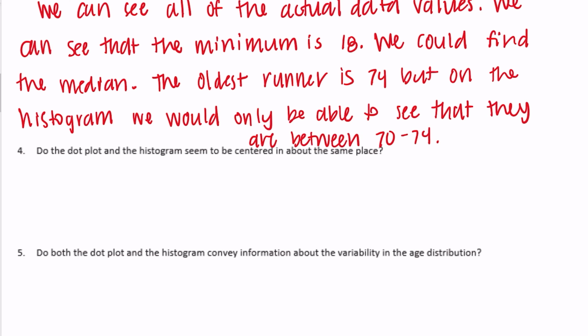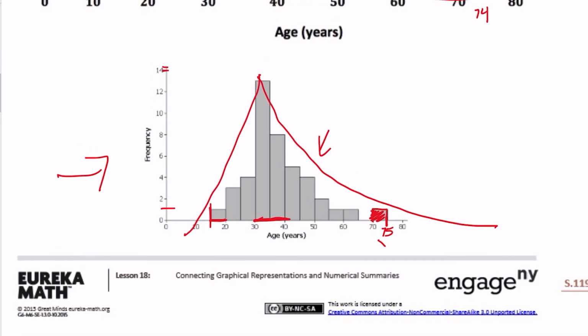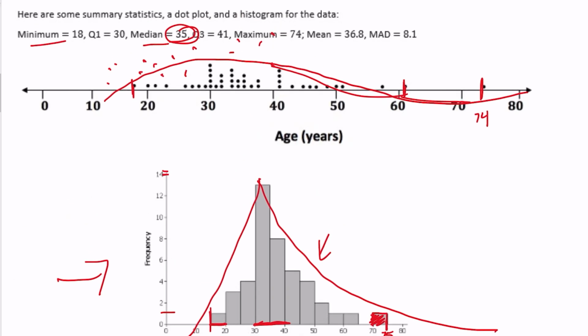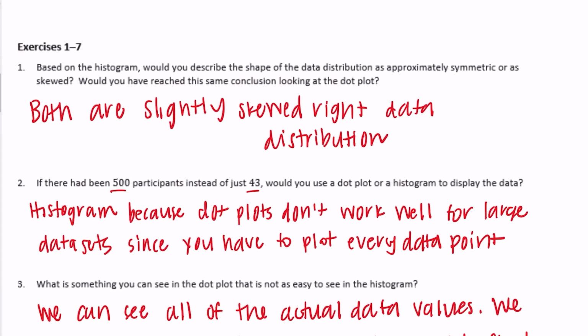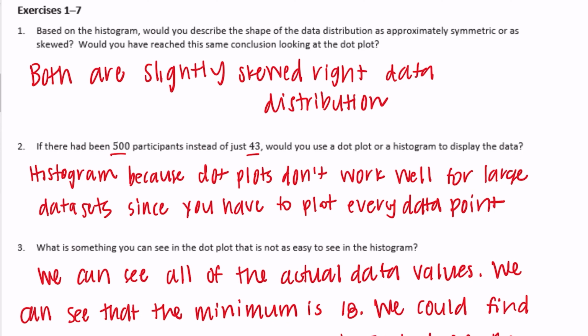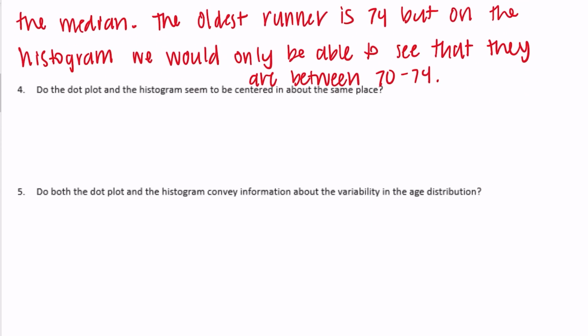Okay, number 4, do the dot plot and histogram seem to be centered in about the same place? Well, I would say yes, they should be because they have the same data. It's the same data, so they should be centered in the same place. Like, maybe around here, 34, is it? So we can see that they are kind of centered around there and the same on each one because, at the end of the day, they're the same graphical information. It's plotting the same stuff.